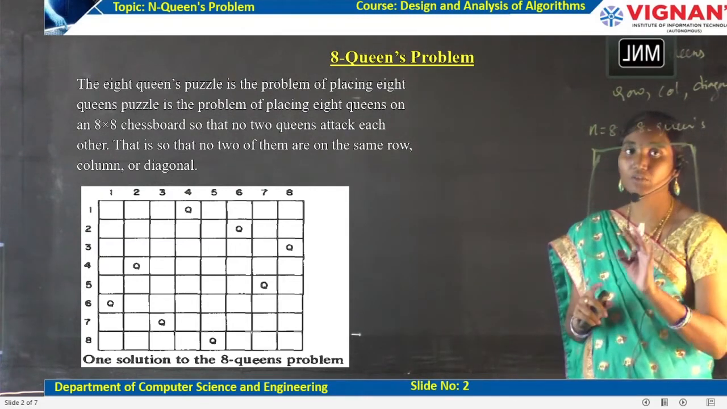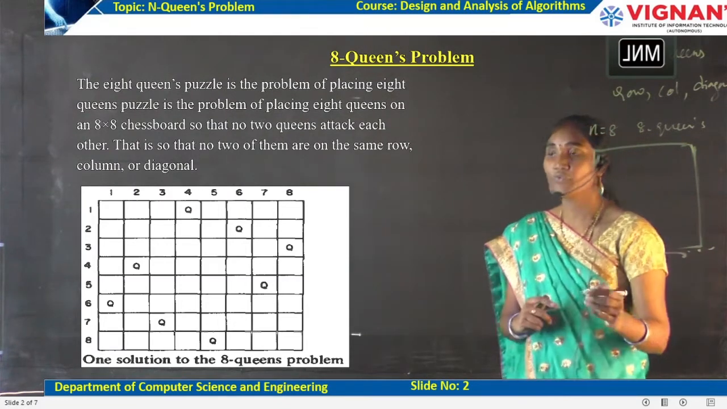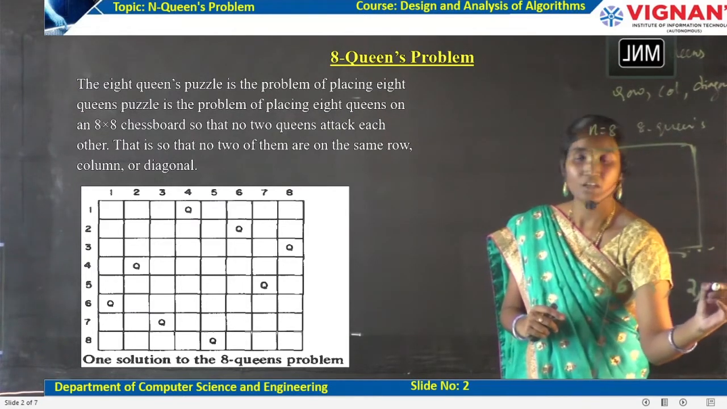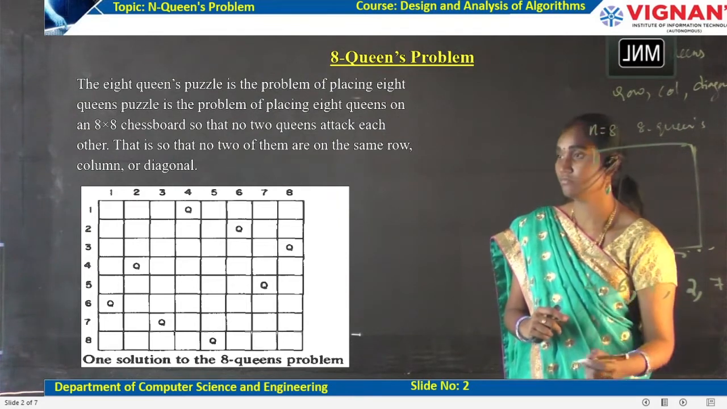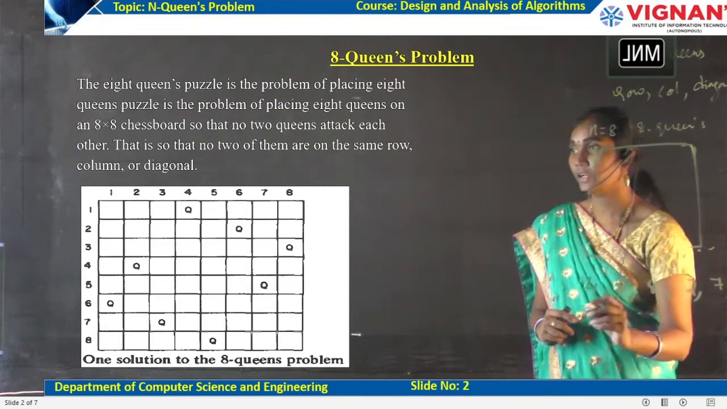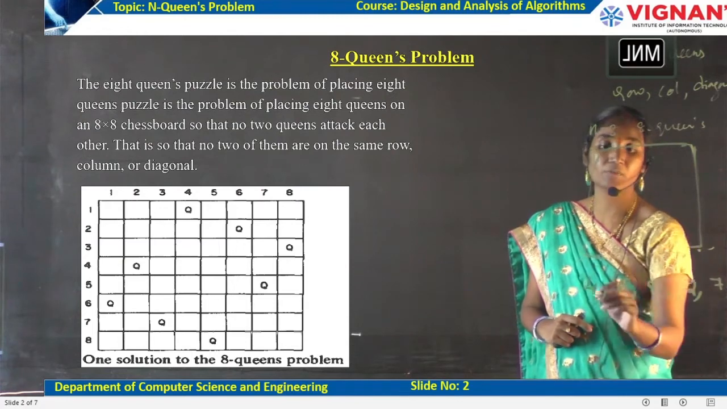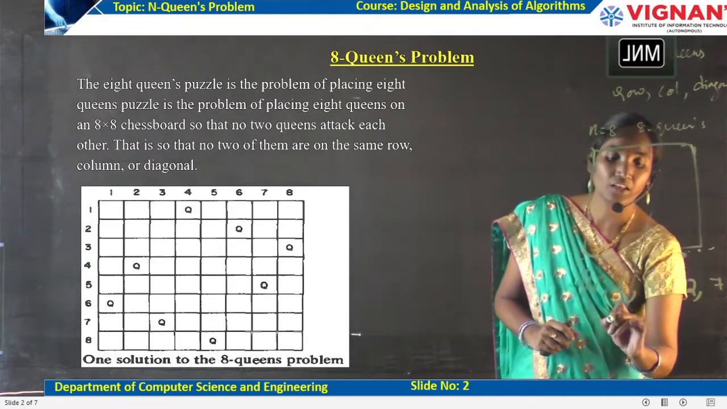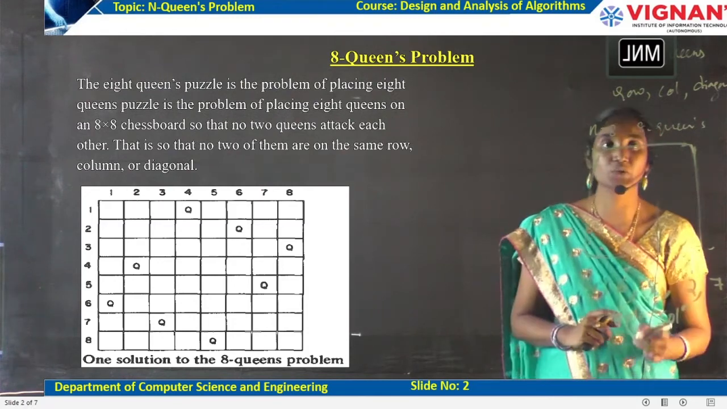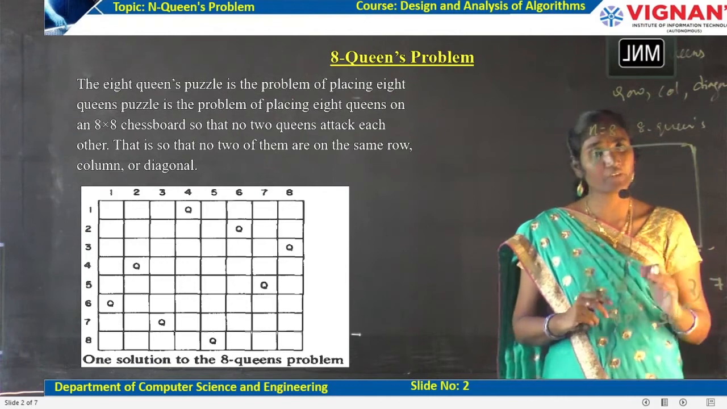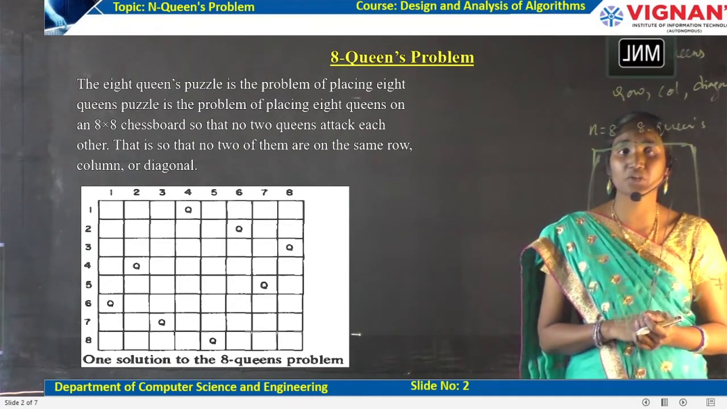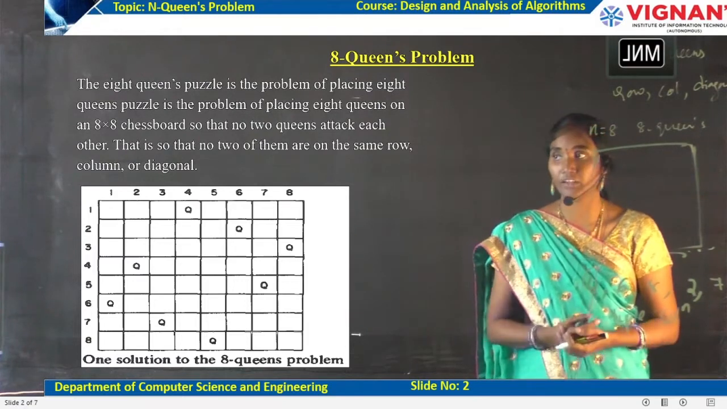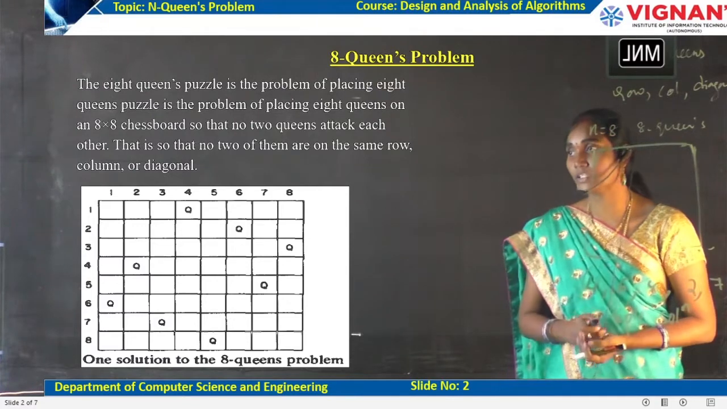In the 4th column I have placed q1, and in the 6th column I have placed q2. So the solution we can represent as a tuple: 4, 6, 8, 2, 7, 1, 3, 5 is the tuple solution for the 8 queens problem. Not only this, there can be a number of solutions. How many solutions we can make for a given problem instance, we can also see in the next slide. So this is about your 8 queens problem statement.